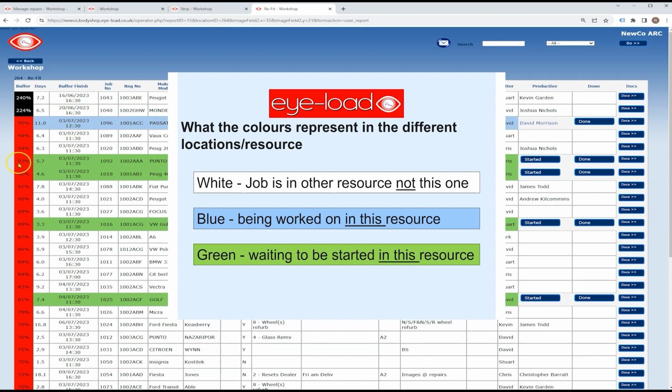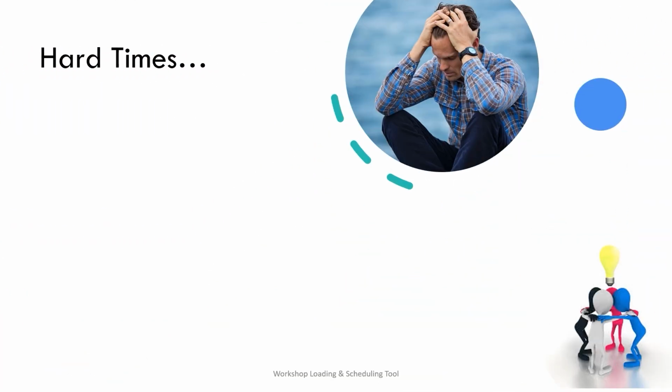White. The job is in another location, either in the repair stage above or below the repair stage you are looking at. Blue. The job is being worked on by a technician in the repair stage you are looking at. Green. The job is yet to be started by a technician in the repair stage you are looking at. In this case, refit.